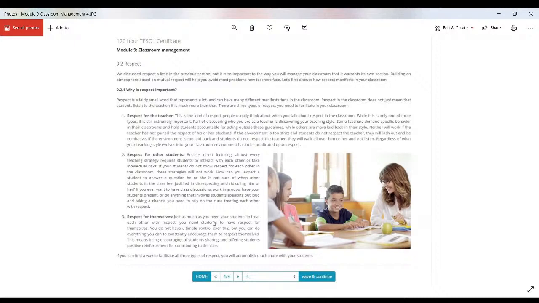Just as much as you need your students to treat each other with respect, you need students to have respect for themselves. You do not have the ultimate control over this, but you can do everything you can to constantly encourage them to respect themselves. This means being encouraging of students sharing and offering students positive reinforcement for contributing to the class. If you can find a way to facilitate all three types of respect, you will accomplish much more with your students. Let's save and continue.